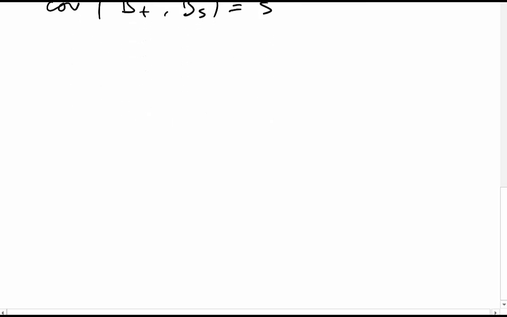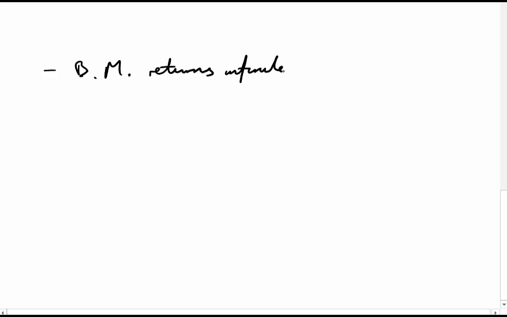Now let's look at some properties which we can use. Apart from all the properties that we've looked at before, we can also have these nice properties, and I think I've alluded to these before. Brownian motion returns infinitely many times to any value, and all these properties are based around the fact that Brownian motion is a fractal.